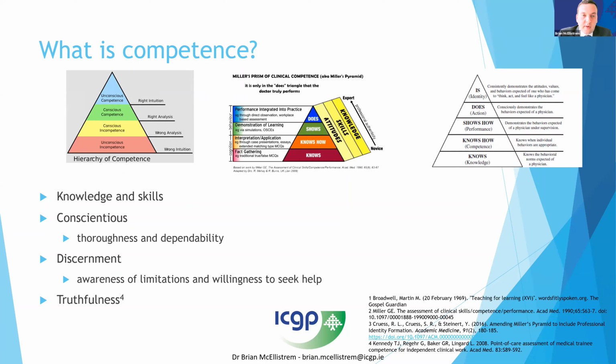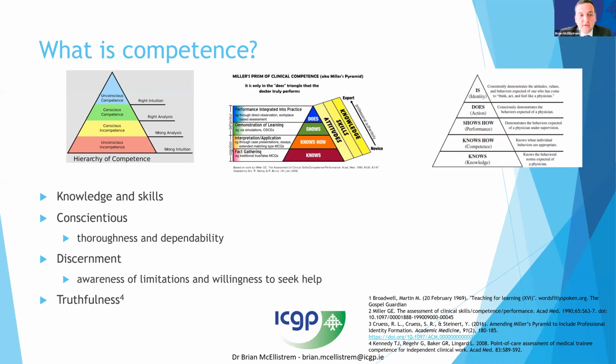Miller's pyramid is kind of universal. A lot of people know about that. There's the Cruess and Cruess model on the right, which is seen by some as an improvement on Miller's because it improves on professional considerations beyond just 'does', so far as is the person they should be. And then there are other definitions.